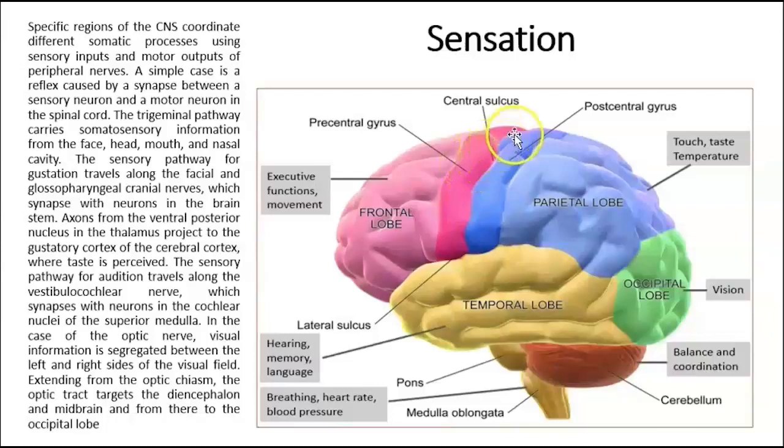This is the central sulcus, the longest sulcus that we have. So this is going to be the precentral gyrus. The precentral gyrus is going to be motor. And this is going to be the postcentral gyrus. This is going to be sensory.